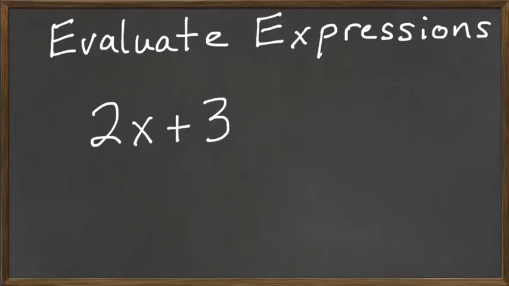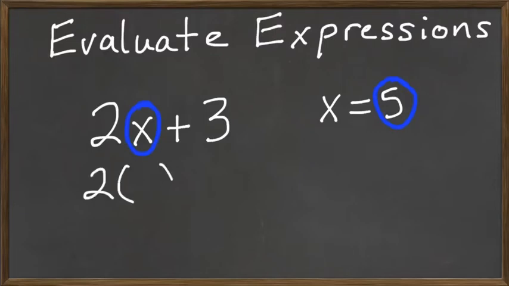Here we're going to evaluate the expression 2x plus 3, and let's say x equals 5. So what we have to do is take that 5, and wherever we see an x, we're going to replace it with 5. What I like to do is put a parentheses around that to help me organize myself. So I'm going to replace the x with 5.